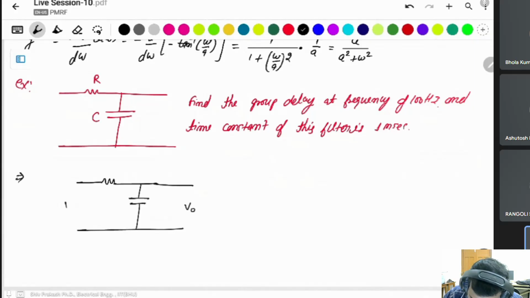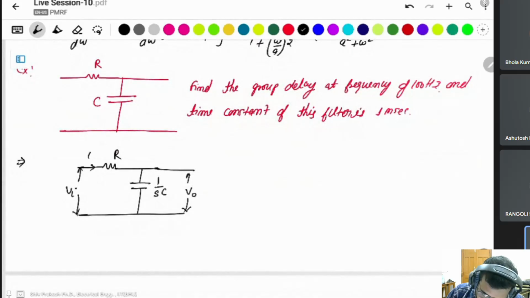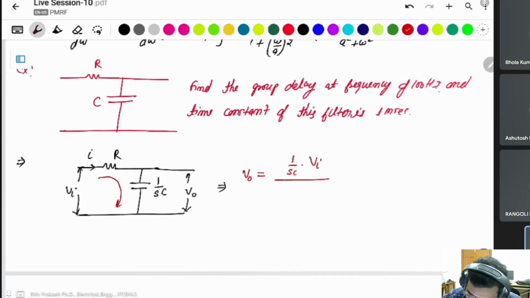Suppose this will be the output and this will be the input. Convert this representation into the Laplace domain, with 1/SC for the capacitor. You can apply KVL or the voltage divider rule. To find the output voltage, the impedance 1/SC is multiplied by the input voltage, divided by the total impedance R plus 1/SC.